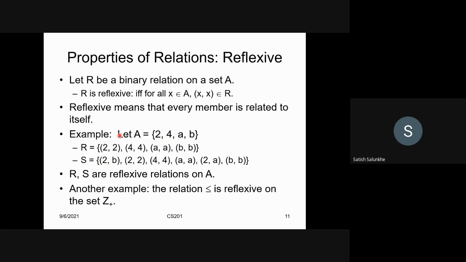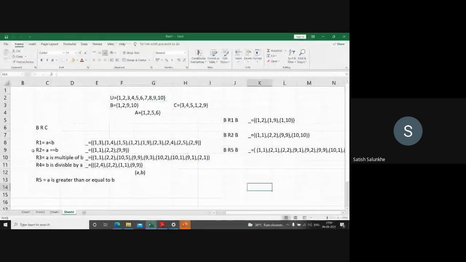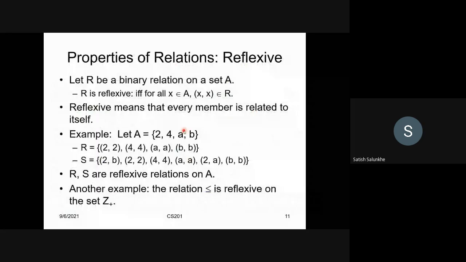If any one element x belongs to A for which (x, x) does not belong to R, the relation is not reflexive. I think we already had some discussion in the previous class, wherein I gave some exercises to identify whether the relation is reflexive or not. Let us go ahead with today's session for some more properties.